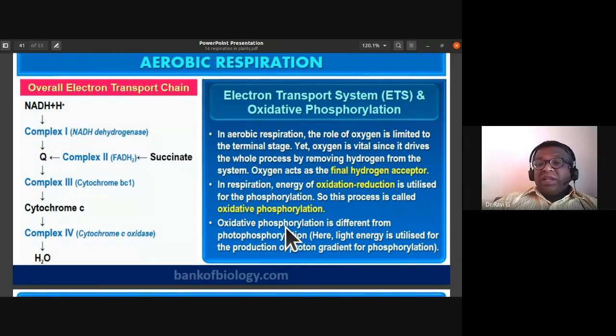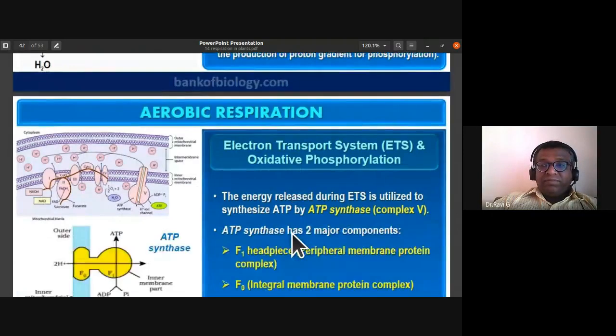But in respiration, oxidation is utilized for the production of the proton gradient for phosphorylation. That is the difference between oxidative phosphorylation and photophosphorylation.